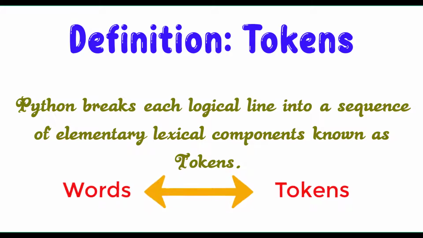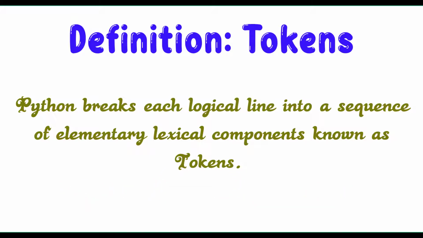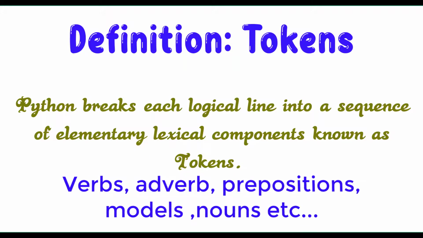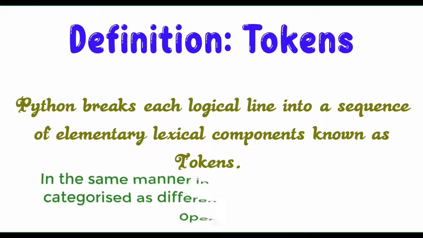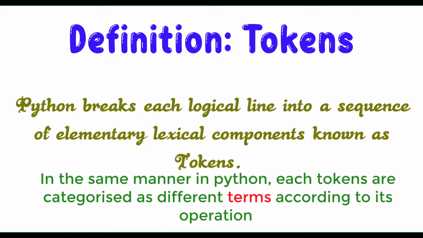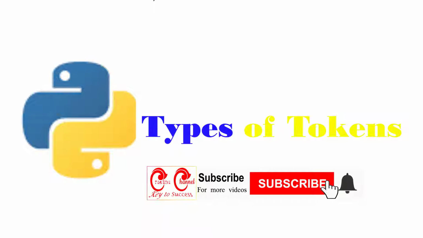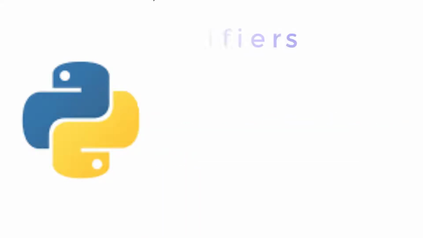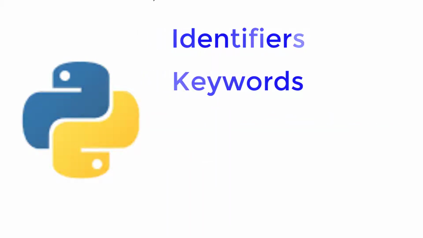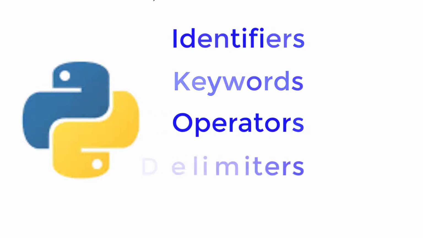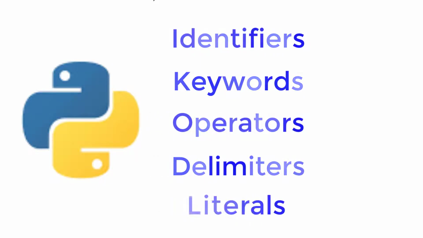And in English grammar, we give different terms for each word, like verbs, adverbs, prepositions, modals, nouns, etc. In the same manner in Python, each token is categorized as a different term according to its operation. So now let's see the types of tokens. The types of tokens are identifiers, keywords, operators, delimiters and literals.